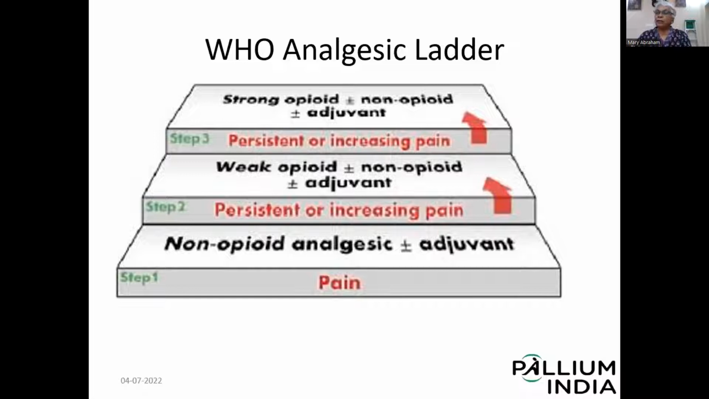Sometimes it's not even controlled with this, or if the NRS score is more than 7, then you may have to go to the 3rd step of the ladder, that is severe pain, where you give a strong opioid instead of a weak opioid. So we give a strong opioid with or without a non-opioid drug, and with or without an adjuvant. Based on this kind of gradation, you can treat up to 71 to 76% of cancer pain. They can get satisfactory relief just by applying the 3-step analgesic ladder.